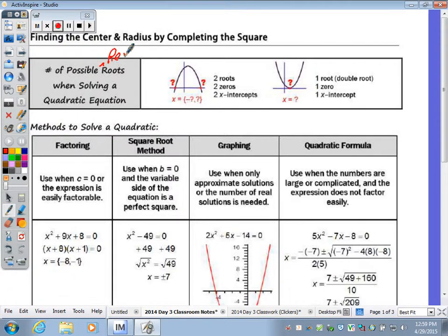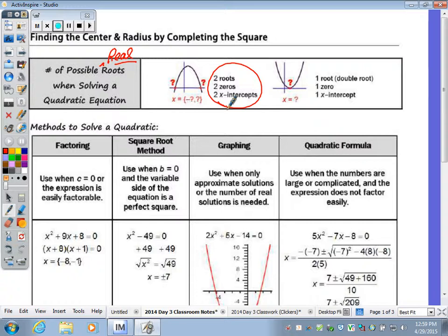real, though, to my title. The number of possible real roots, real zeros, real solutions, again, they all mean the same thing. We're looking at how many times the parabola crosses the x-axis.